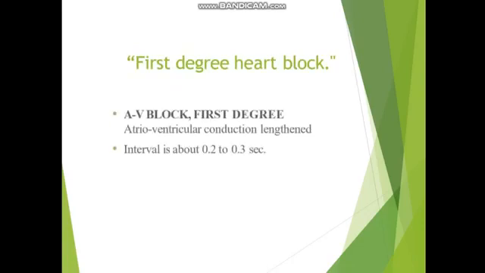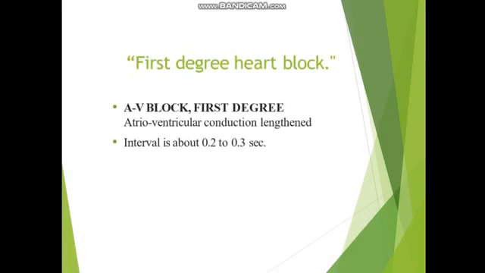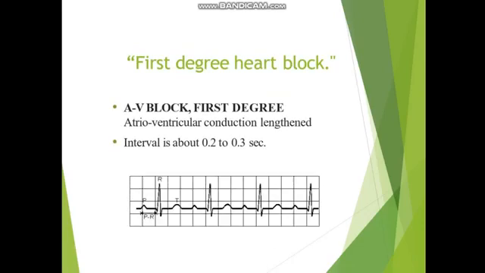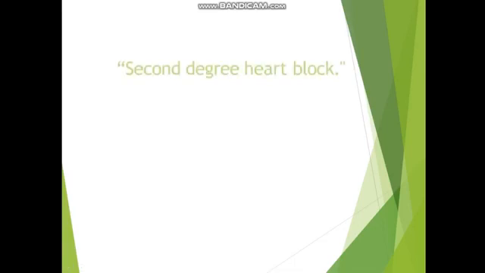First degree heart block, also known as AV block: the atrioventricular conduction is lengthened. The interval is between 0.2 to 0.3 second. You are looking here, this is normal, and it's increasing. And the interval is 0.2 to 0.3. And what happens? In the case of a first degree heart block, the PR interval increases.